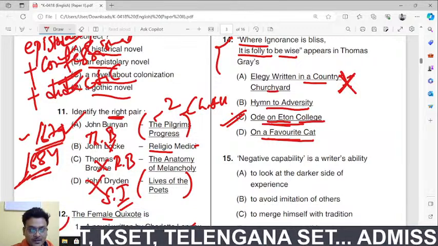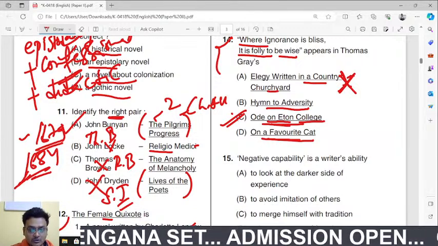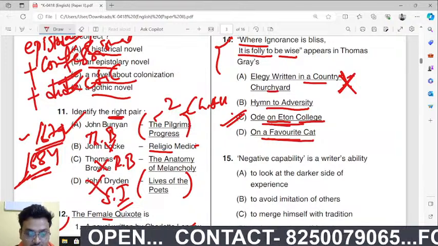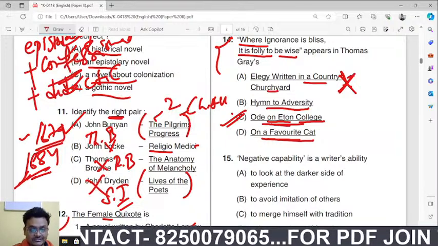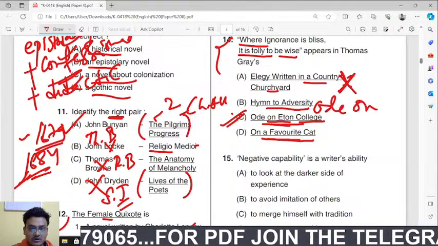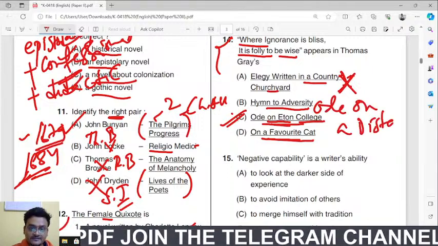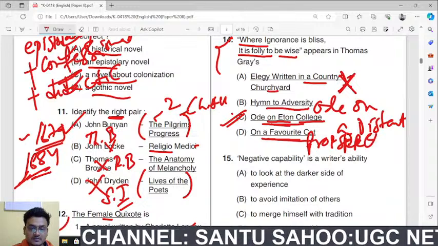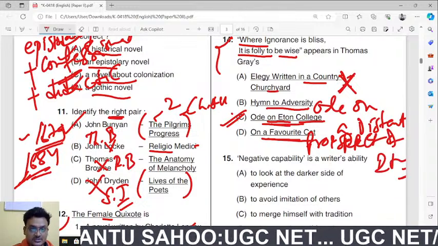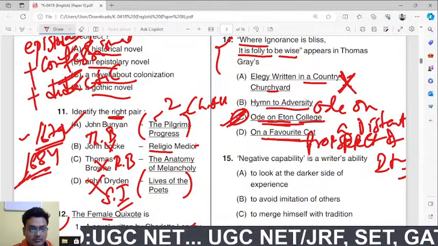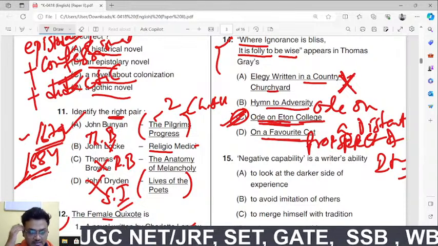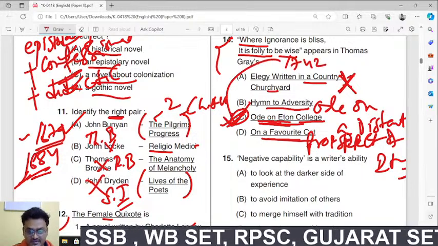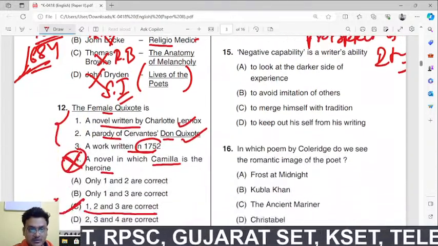Now, what is the full form? The full name of this poem is Ode on a Distant Prospect of Eton College. Okay, so this is the full name of this poem. Ode on Eton College is the right answer. And this was published in 1742. Remember that. Don't make a mistake.